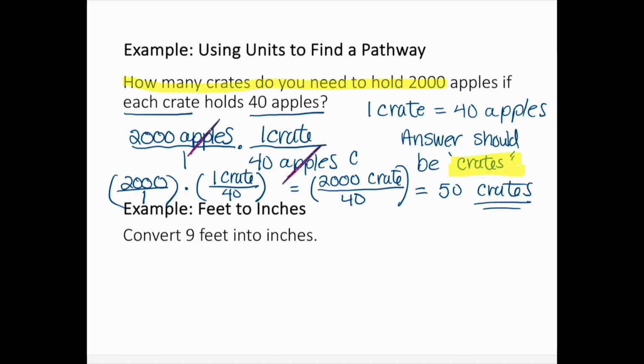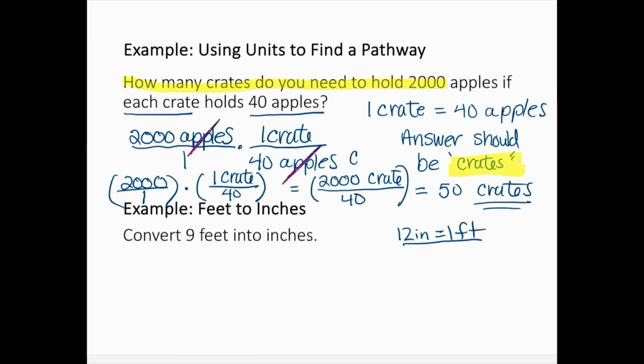Okay, let's do one more simple example where we only need one conversion factor. And then we're going to move on to an example in which we need multiple conversion factors. So in this example, it says convert 9 feet into inches. So I know my answer needs to be in inches. And I know that there's a direct relationship between feet and inches. I know what that is. It's 12 inches is equal to 1 foot. This is my conversion factor. It's an equivalence between two different quantities or two units.